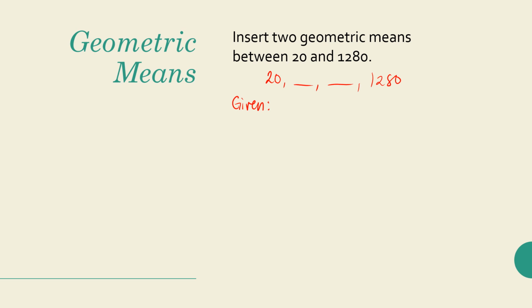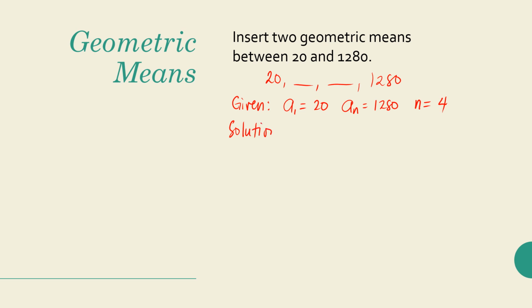To find out the common ratio, let's have first a sub 1. A sub 1 here is 20 and a sub n is equal to 1280. You don't know the common ratio, but you have the number of terms n. To find out the value of n, you have to count how many terms there are in all. So therefore, 4 terms.